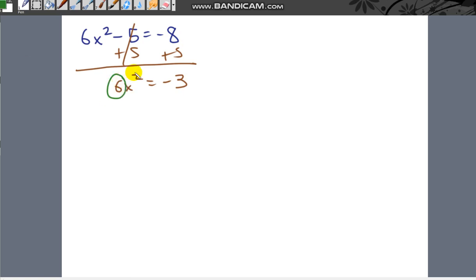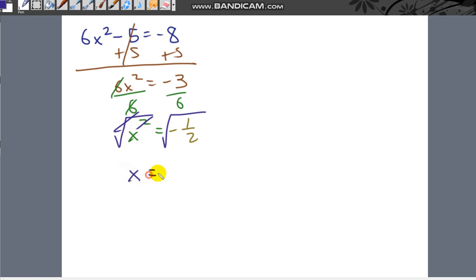We have a 6 over here, so we're going to divide by 6. 6 cancels, you get x squared. If you reduce negative 3 over 6, this is negative 1 half. So x squared equals negative 1 over 2. What I see is we have a square here, so we're going to take the square root of both sides. The square cancels with the square root, so we get x equals.